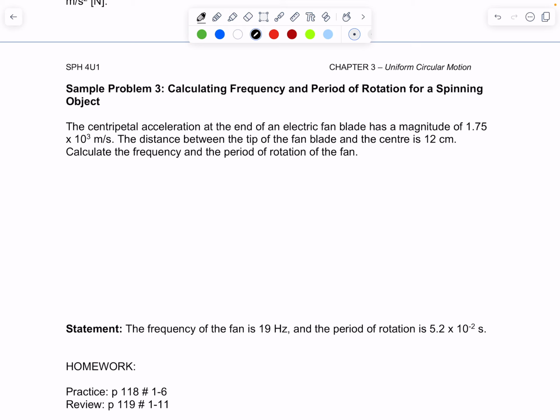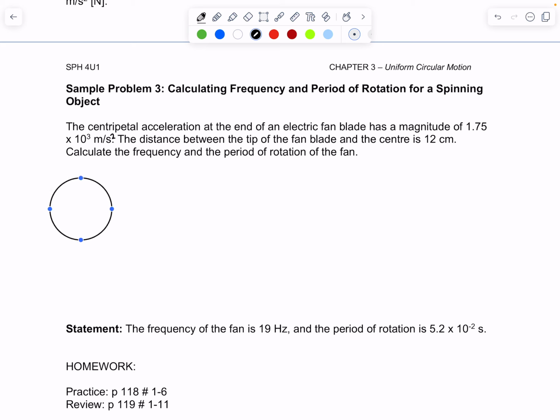Let's look at sample problem number 3, in which we're calculating the frequency and period of rotation for a spinning object. The centripetal acceleration at the end of an electric fan blade has a magnitude of 1.75 times 10 to the power of 3 meters per second squared. The distance between the tip of the fan blade and the center is 12 centimeters. Calculate the frequency and the period of rotation of the fan.